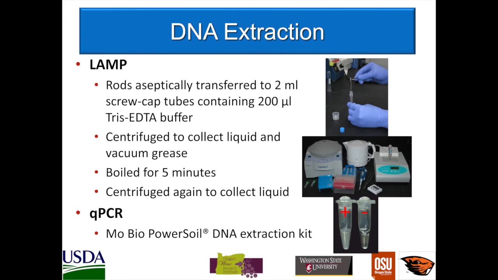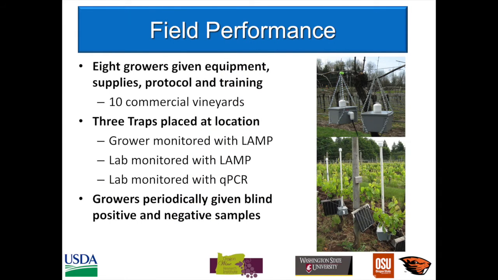10 commercial vineyards, we put 3 traps. One, the grower did everything. They sampled the rods, they processed the sample, they did the LAMP reaction, interpreted the data, and then they made a decision on where to spray. 2 other traps we came in and monitored for comparisons.